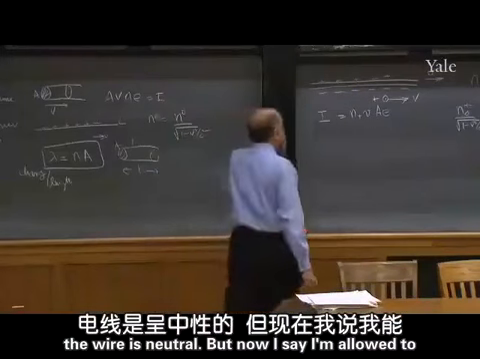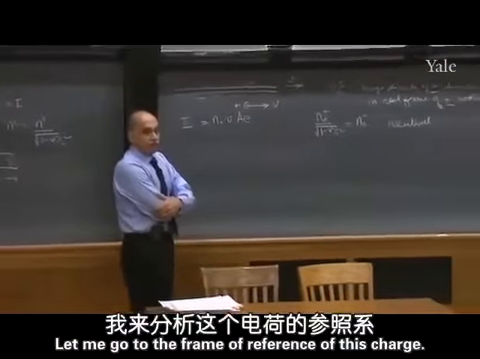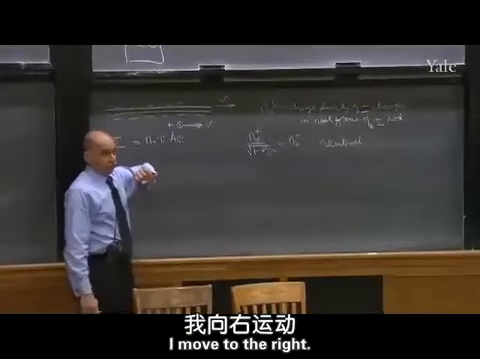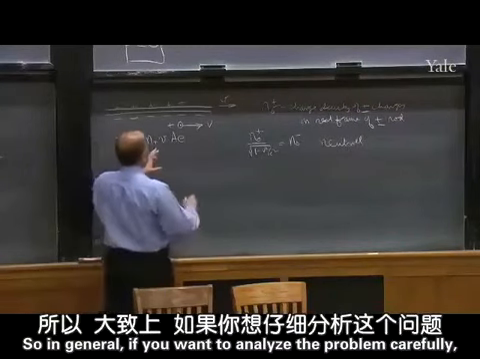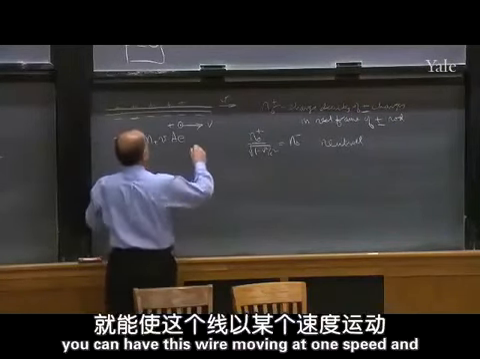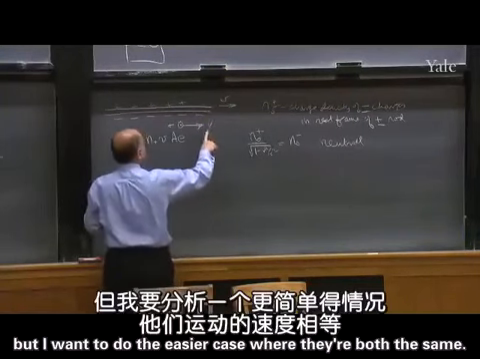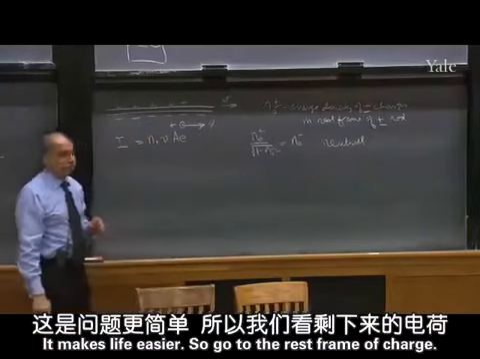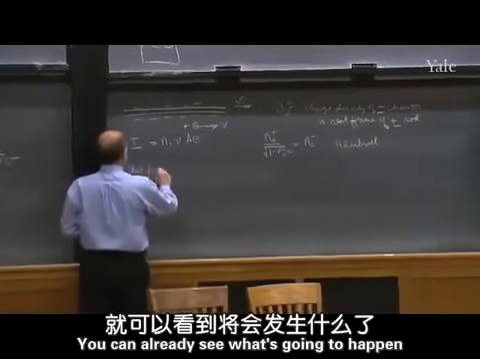But now I say I'm allowed to view the physics from any frame of reference I want. Let me go to the frame of reference of this charge. I move to the right. So in general, if you want to analyze the problem carefully, you can have this wire moving at one speed and this charge moving at a different speed, but I want to do the easier case where they're both the same. It makes life easier. So go to the rest frame of the charge.